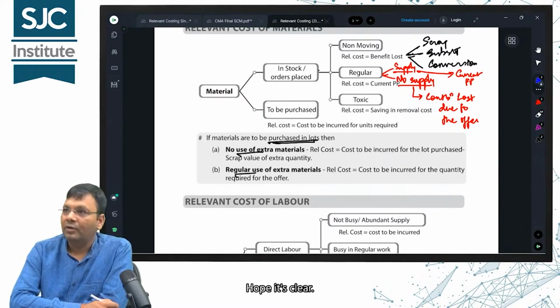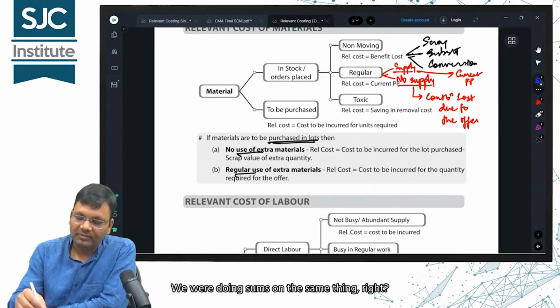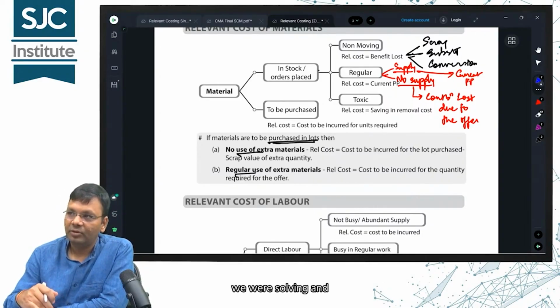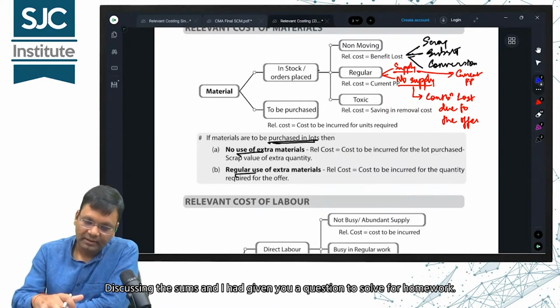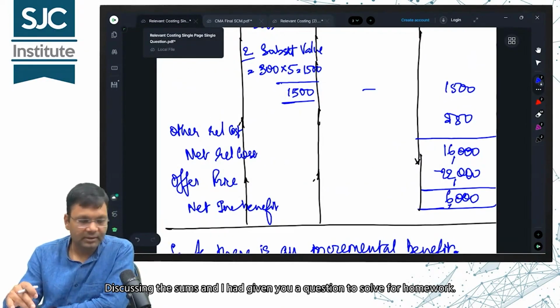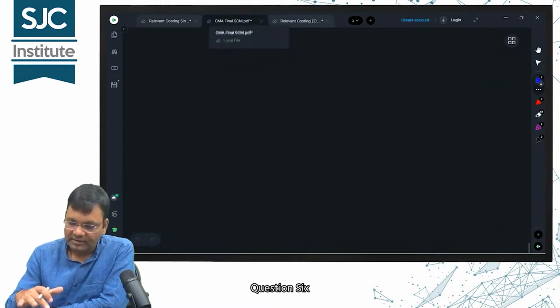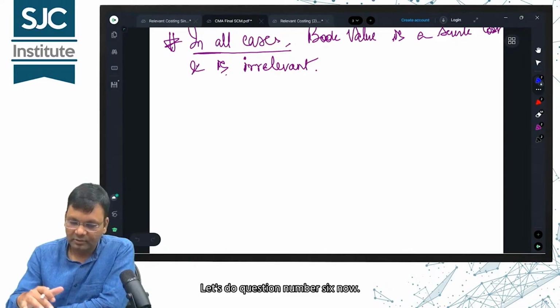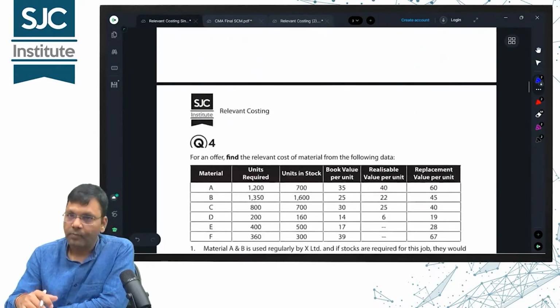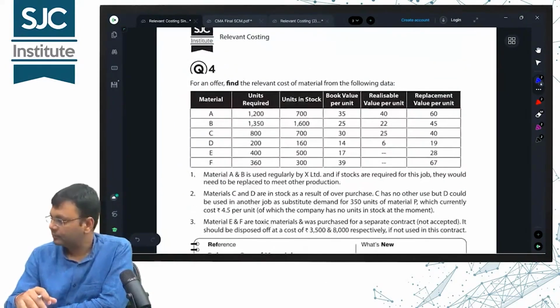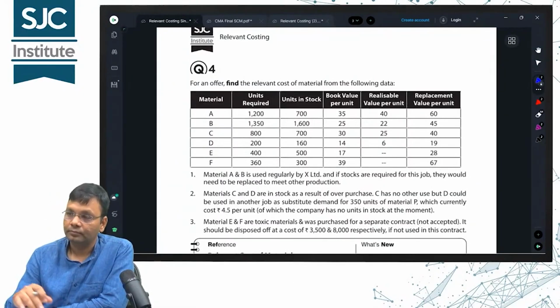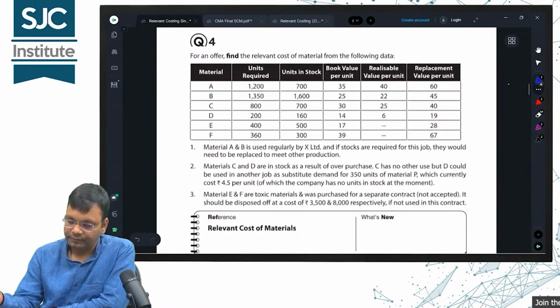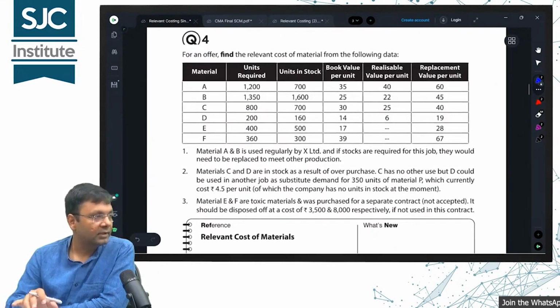So here, hope it's clear. Today, we were doing sums on the same thing, right? We were solving and discussing the sums, and I had given you a question to solve for homework. Question 6. Let's do question number 6 now. Oh, sorry. Question 4. We will do question 4. Let's start.